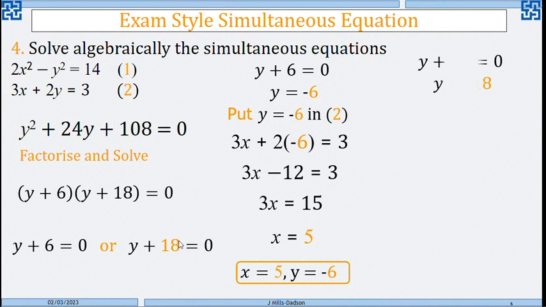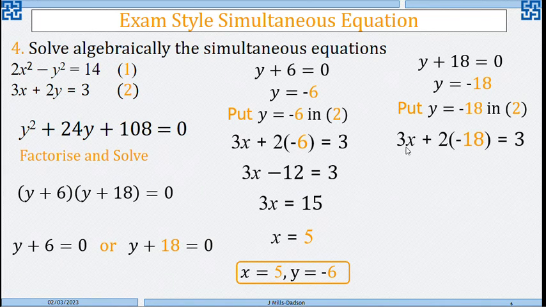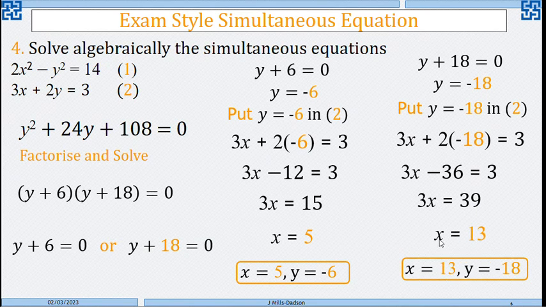Now let's look at the second section. If y plus 18 equals 0, then it means y is equal to negative 18. Putting this back into equation 2 to find out the x value, you have 3x plus 2 into bracket negative 18. Expand the bracket. This is what you have. Add 36 to both sides. You have 3x equals 39. Divide by 3. You have x equals 13. So when y is equal to negative 18, x will be equal to 13.